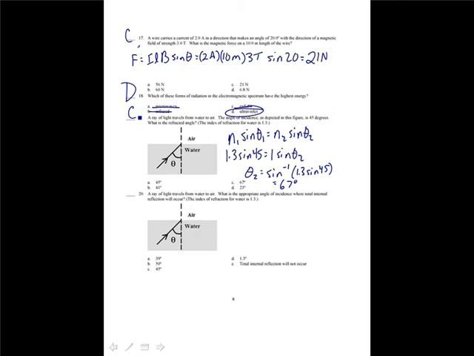A ray of light travels from water to air. What is the appropriate angle of incidence where total internal reflection will occur? Total internal reflection occurs when this angle, theta 2, is 90 degrees. So we get n1, which is 1.3, sine of theta, which is what you want to know, is equal to 1 times the sine of 90. And so theta equals the inverse sine of 1 over 1.3. For number 20, that is 50 degrees.